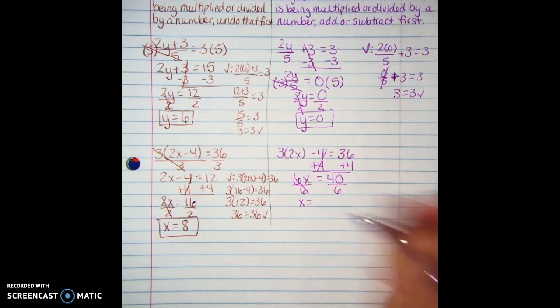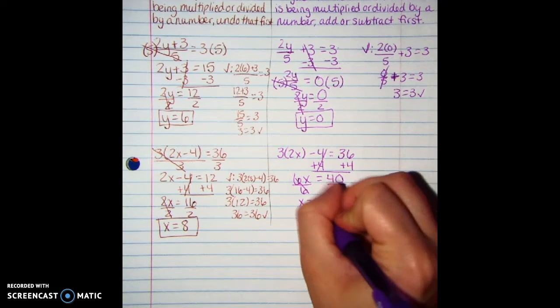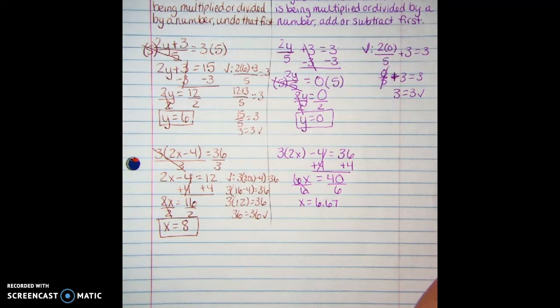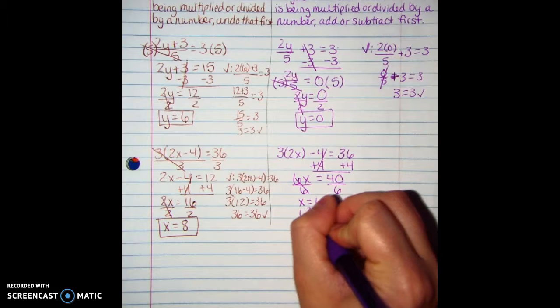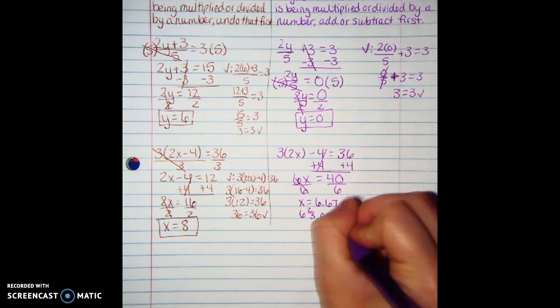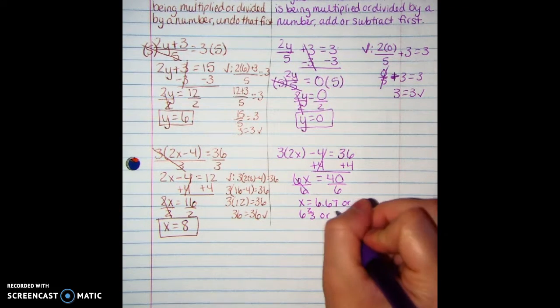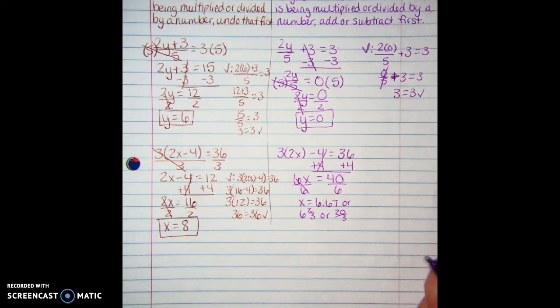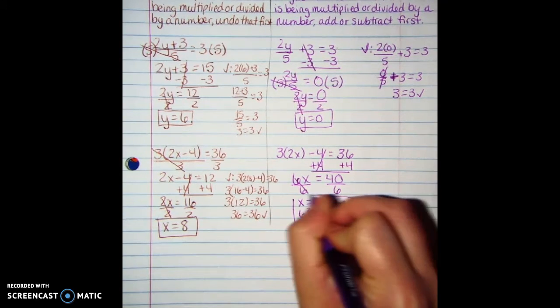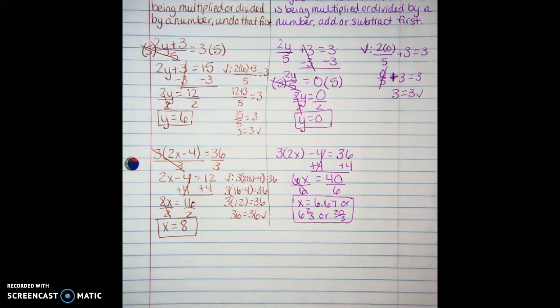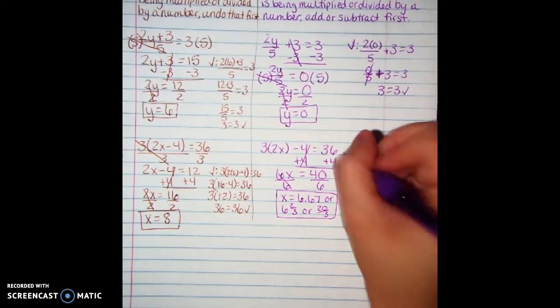And this is a decimal. It's 6.67. You could also put 6 2/3. Or you could also do 20/3. If I gave you something like this on a test, I would tell you round to the nearest hundredth or something like that. But in this case, I'm pretty flexible with what I'll accept. Okay, let's check our answer.